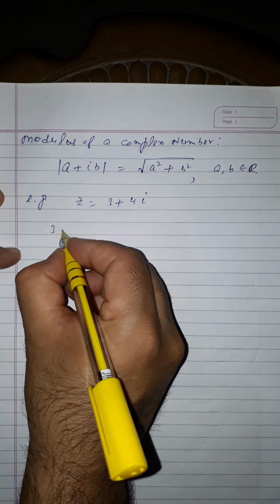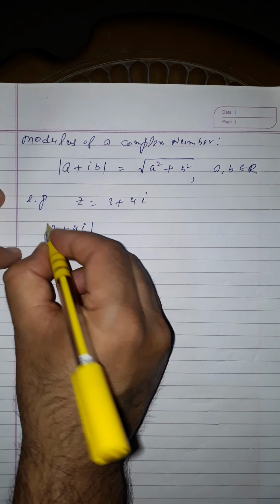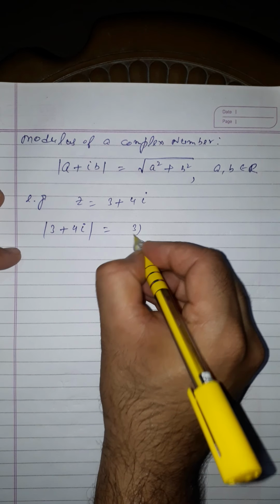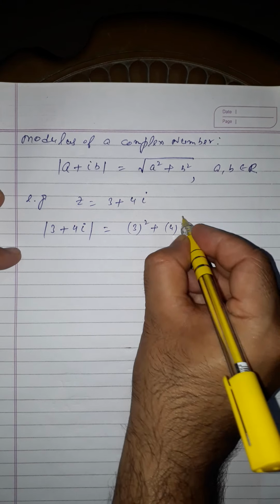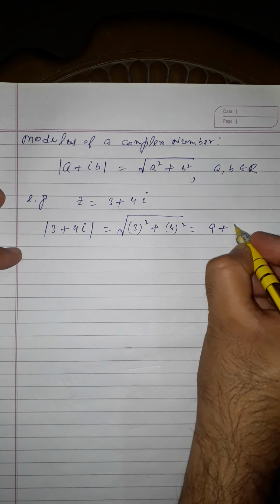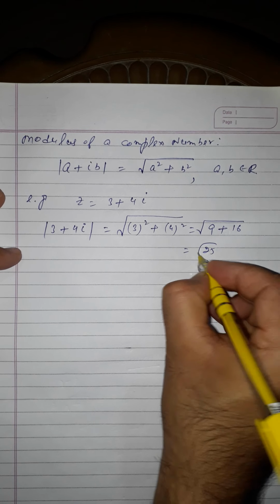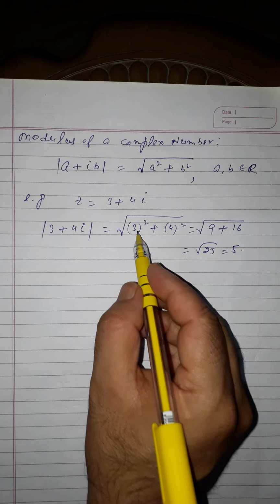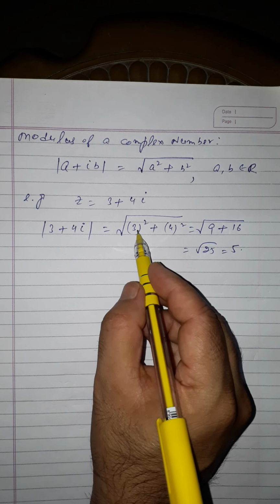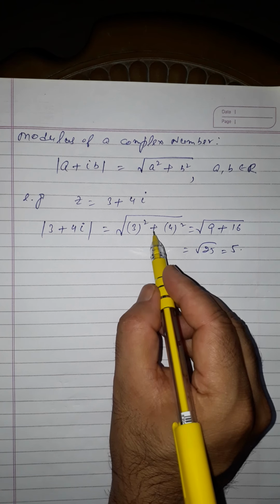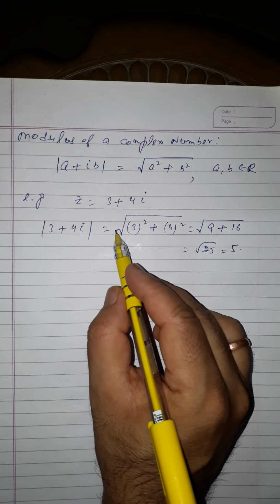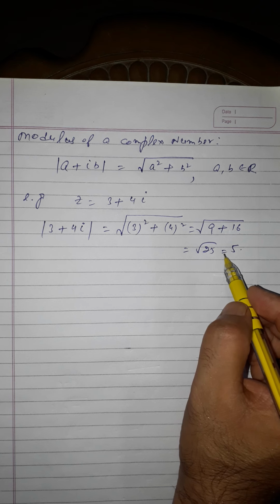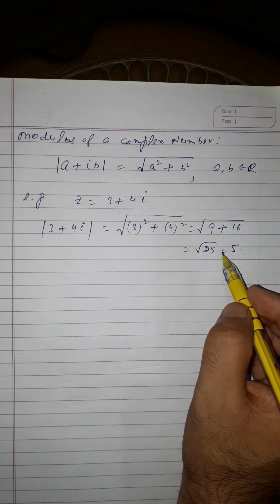So we will find, not the conjugate but the modulus of this complex number. It will come as equal to the square root of 3 squared plus 4 squared, which is the square root of 9 plus 16, that is equal to the square root of 25, which is 5. So we can say that the modulus of the complex number is the square root of the sum of the squares of its real part and imaginary part. That is known as the modulus of the complex number.